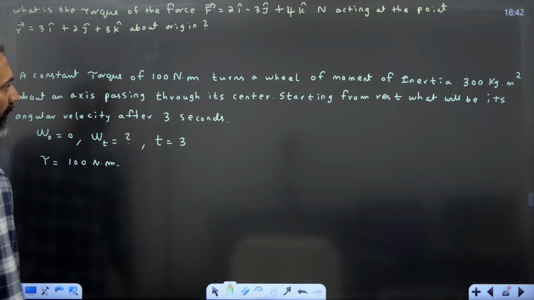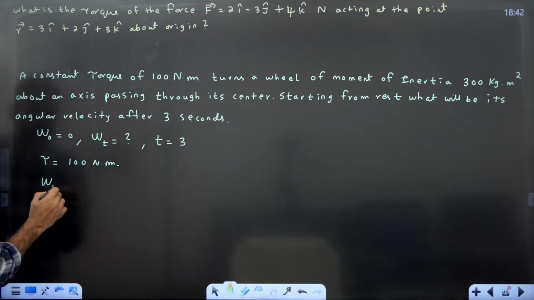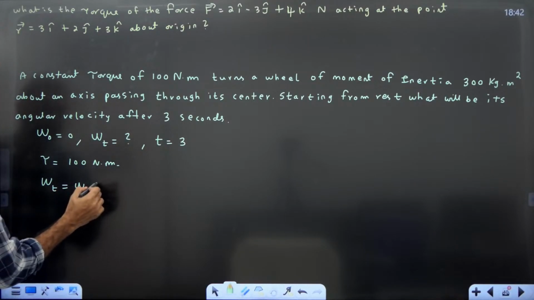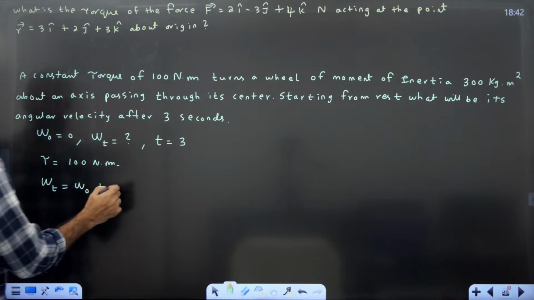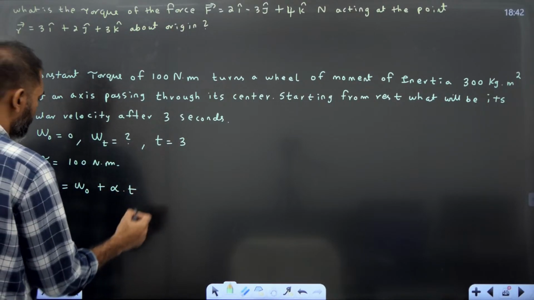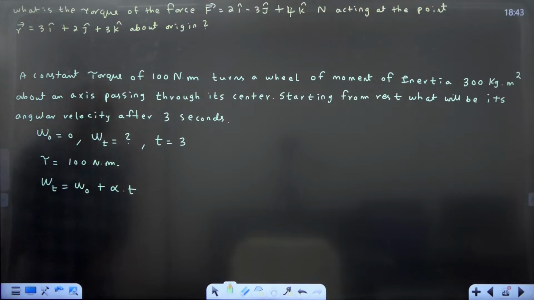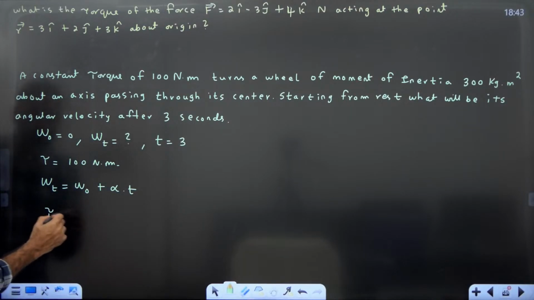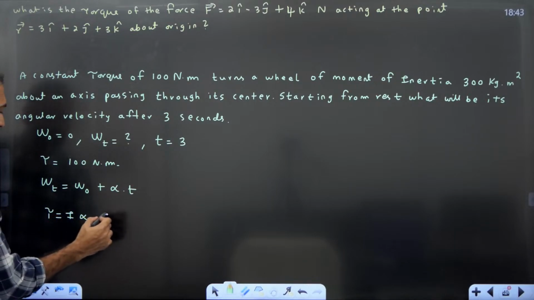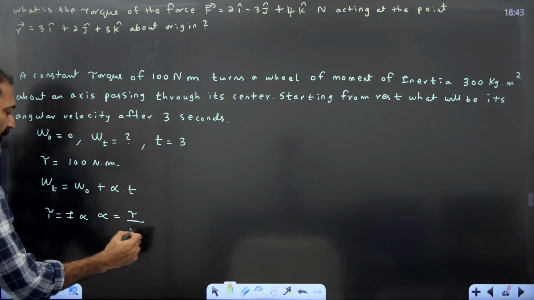Now, omega t is equal to what? Omega 0 plus alpha into t. What is omega t? We don't know. Alpha also we don't know. Right? But we know that torque equal to I alpha. So alpha is equal to torque by moment of inertia.